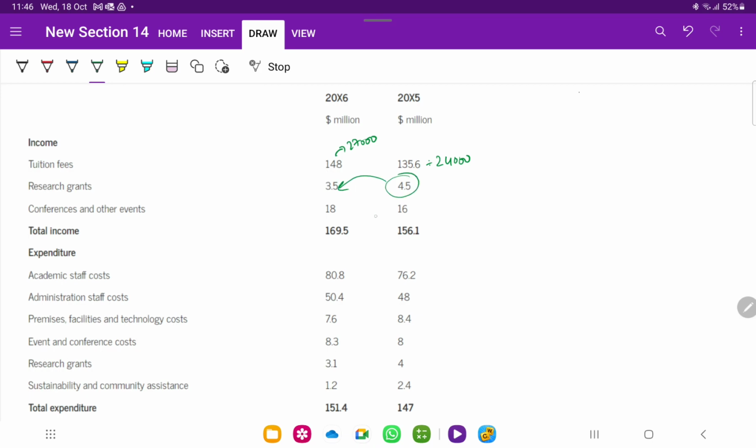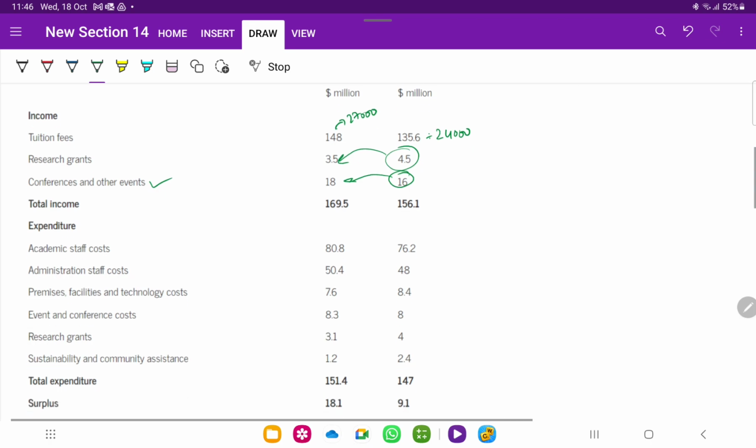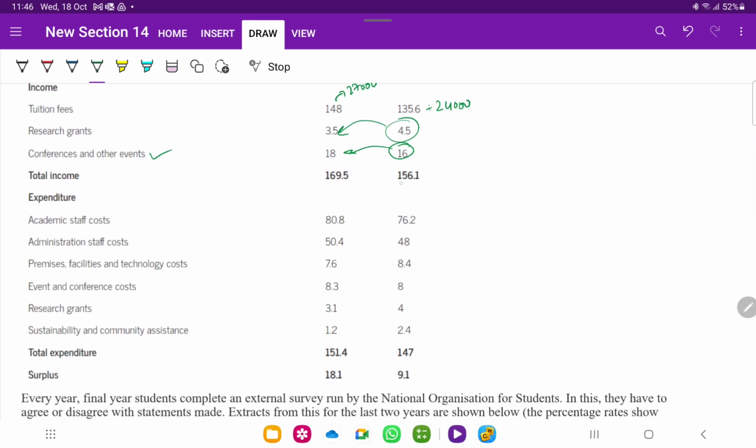Research grants have been reduced. There is an increase in income from conferences and other events. So overall, income is showing an increase.